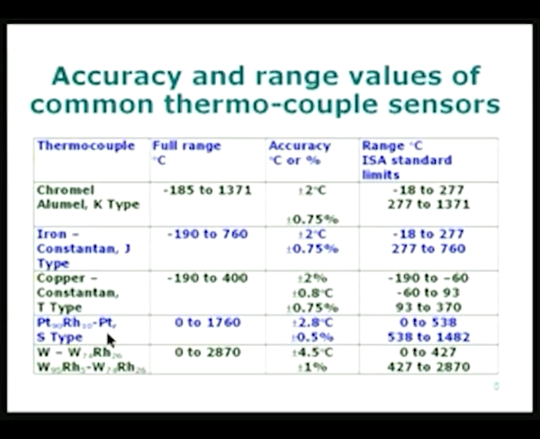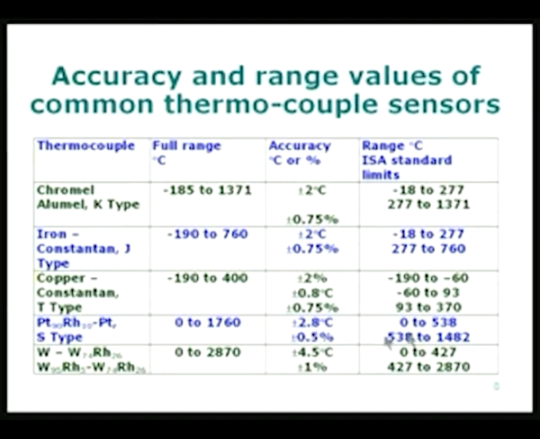Then we have the S type, which is a high temperature thermocouple pair, Pt 90 Rh 10 versus Pt. It can be used between 0 and 1760 degrees Celsius, a very wide range of temperatures. Plus or minus 0.5% is what you expect between 538 and 1482, and plus or minus 2.8 degrees between 0 and 538.